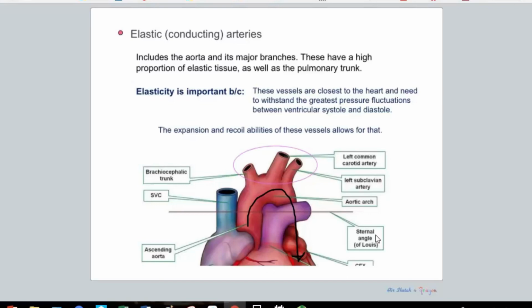And elasticity is critically important in these vessels because these are closest to the heart and they need to withstand the greatest pressure fluctuations between ventricular contraction and relaxation. Blood is going to pump out of the left side of the heart, and that's a huge amount of pressure with blood coming out through the aorta, so the aorta needs to be able to expand and then be able to recoil as well.